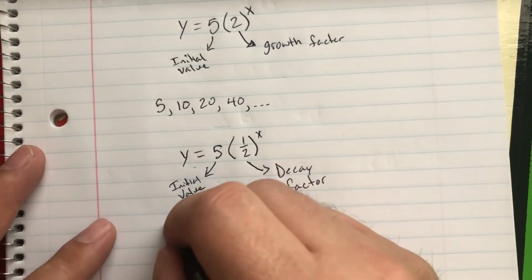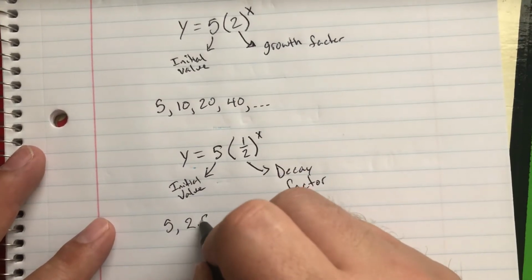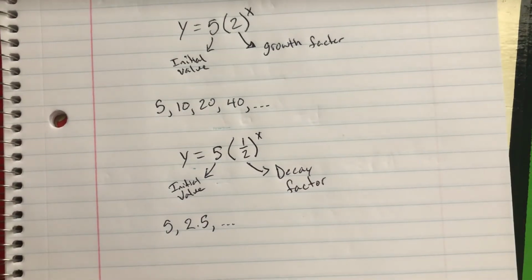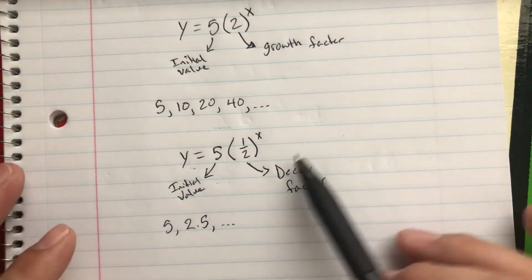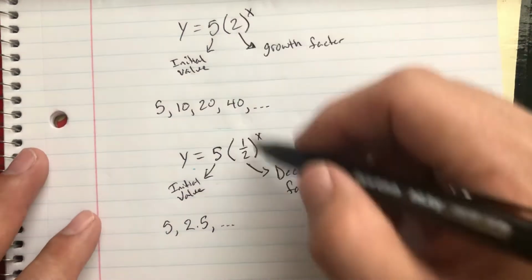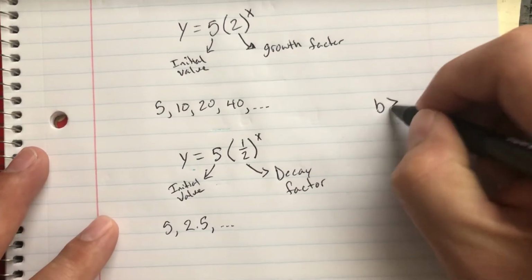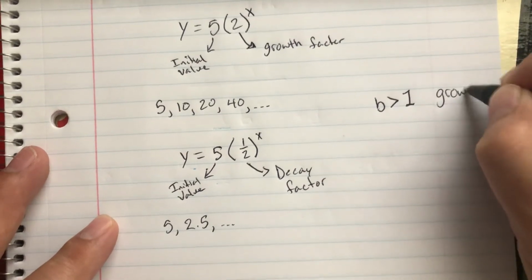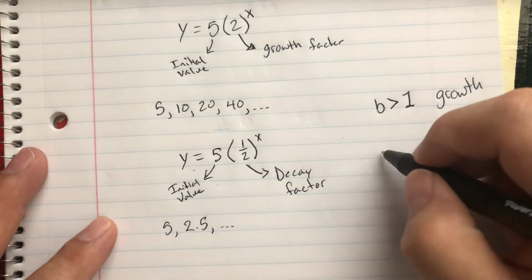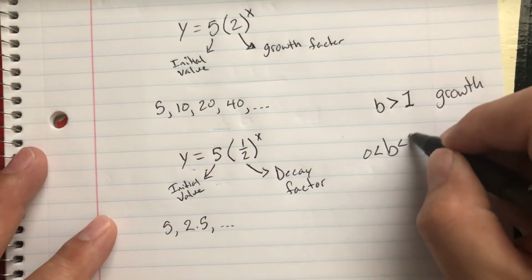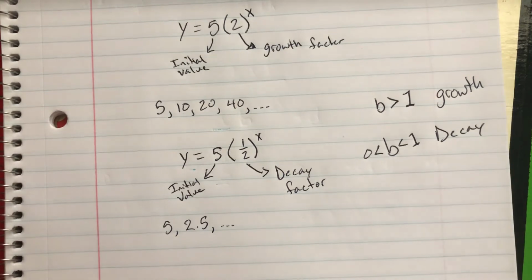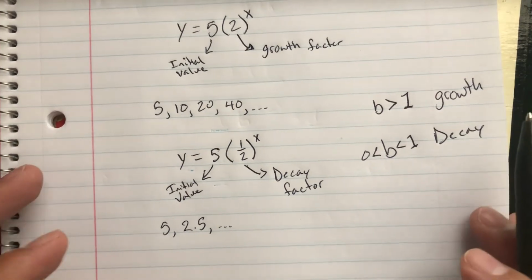We would start with 5, and then we'd cut that in half, 2.5, and then cut that in half, and continue on until it just got closer and closer to 0. All right, so things to understand here. If b is greater than 1, it's going to be a growth. If b is between 0 and 1, then it'll be a decay factor. So that's kind of how you know whether it's a decay or growth.